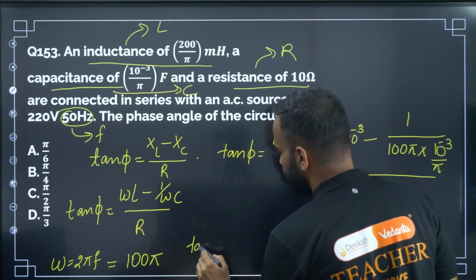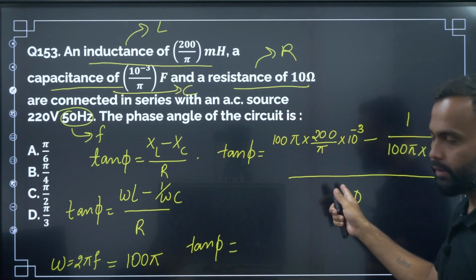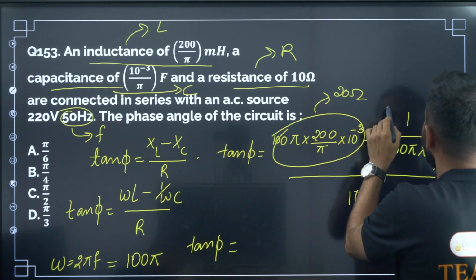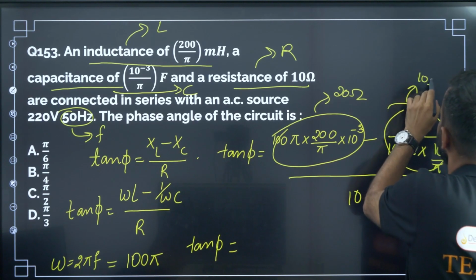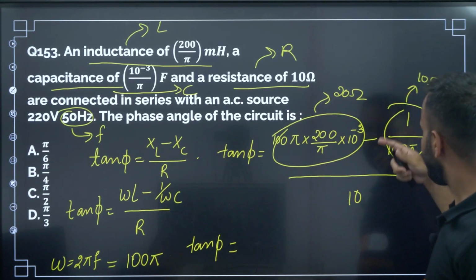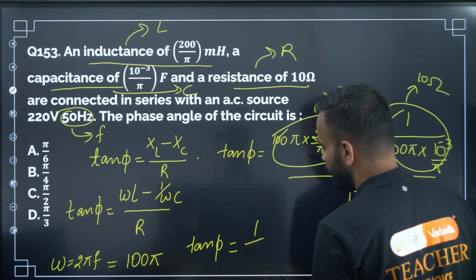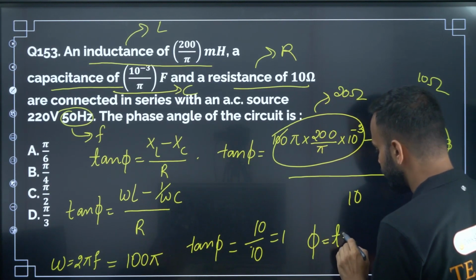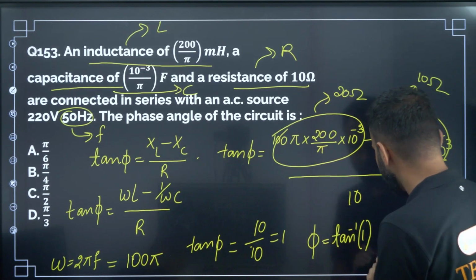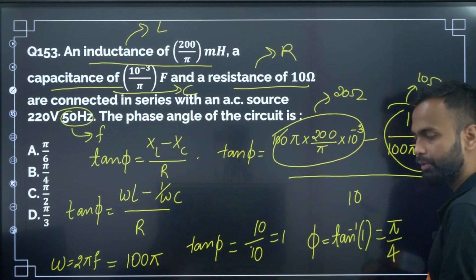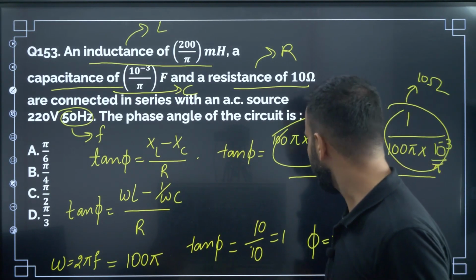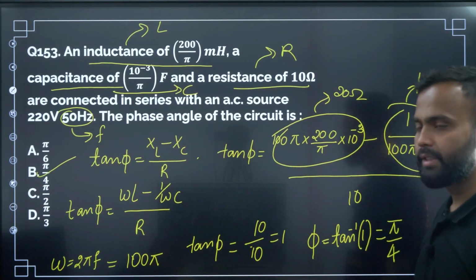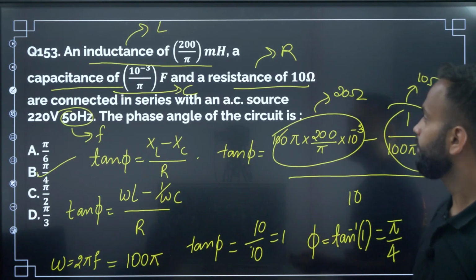So now solve this, okay, you will get 20 ohm here, and here you will get 10 ohm. 20 minus 10 is 10, 10 by 10 is 1, right? So phi is equal to tan inverse of 1, which is equal to pi divided by 4. Tan inverse of 1 is pi by 4, that is 45 degree. Okay, so option B is the correct answer. Simple one, right? Okay, next question.